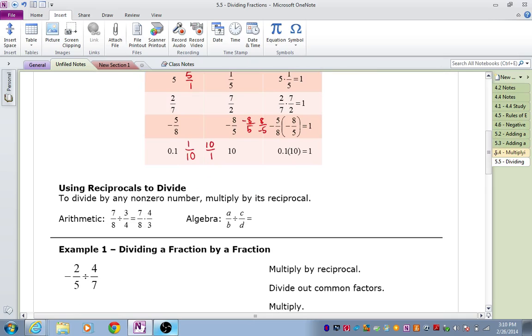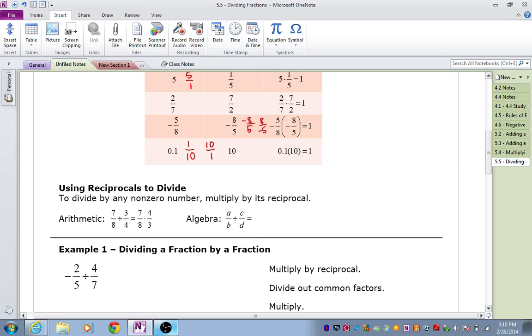Now these reciprocals are going to be important to divide. In class, I keep hearing people say, oh, I don't like division. But dividing fractions, there's only one tiny little extra step, and then we end up with a multiplication problem. It says to divide by any non-zero number, multiply by its reciprocal.